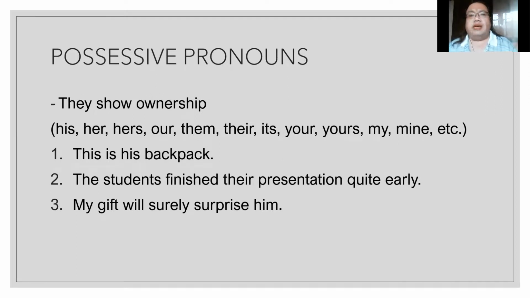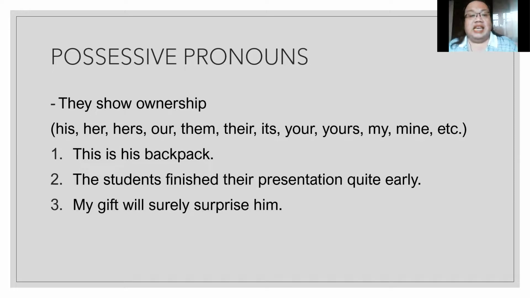Possessive pronouns. These pronouns show ownership. When we discussed nouns, nouns also have possessive forms. So basically, what nouns have, pronouns also have, because they're basically inseparable. Unlike nouns, possessive pronouns are easy to identify because for nouns we use a certain punctuation mark, the apostrophe. But for pronouns, we don't use that. There are dedicated pronouns which show ownership. And these are his, her, hers, our, their, its, your, yours, mine. There are other sets of pronouns.